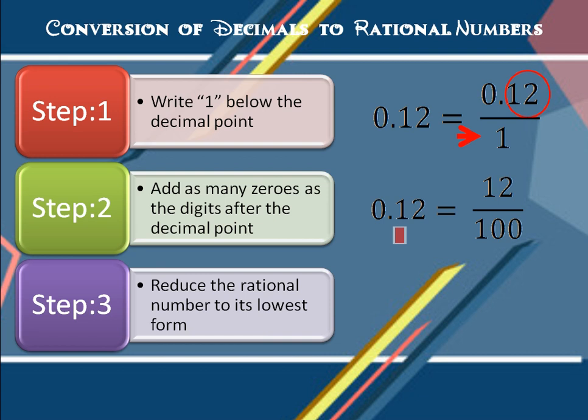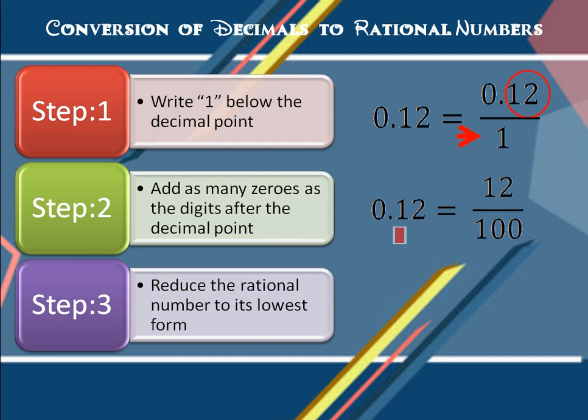Now here comes the part of step 3. Reduce the rational number to its lowest form. We can see that 12 over 100 is not in its simplified or reduced form. So I will divide the numerator and the denominator by a common number to convert it into its lowest form. In this case, 12 and 100 are both divisible by 2 and 4.